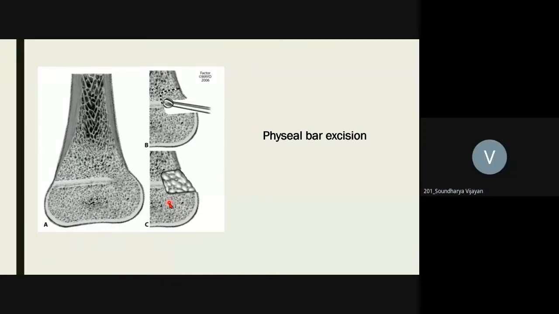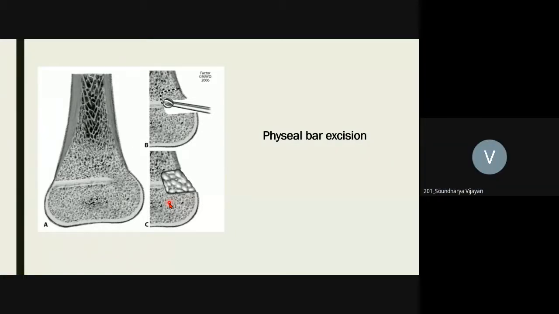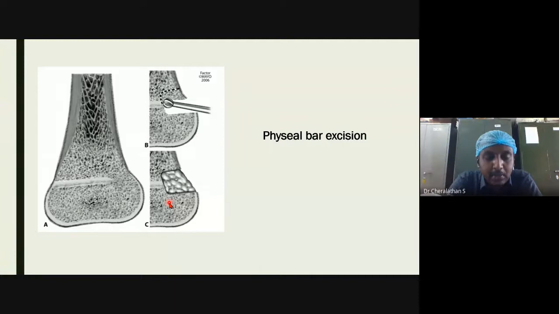Sir, if the physeal bar is so big, if we burr it out now, will it not cause a fracture? That is why we need to protect the knee. You can't allow the child to weight bear without any support. Either you should apply a POP or you should apply a splint externally to support it. Definitely it is possible. If you remove the bone and ask the child to weight bear immediately, there is a possibility of fracture. That is why we need to protect it.